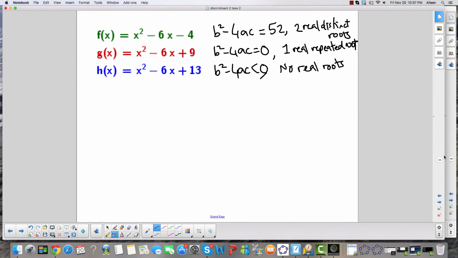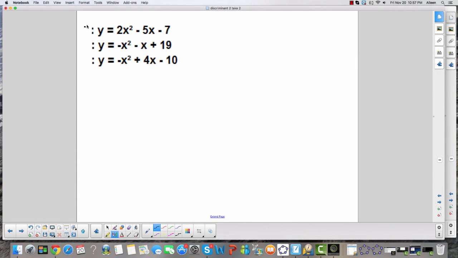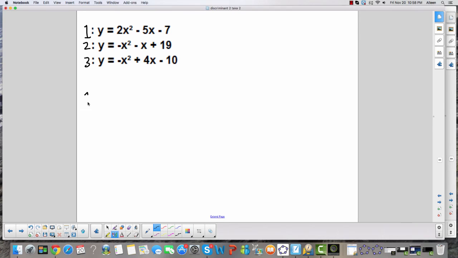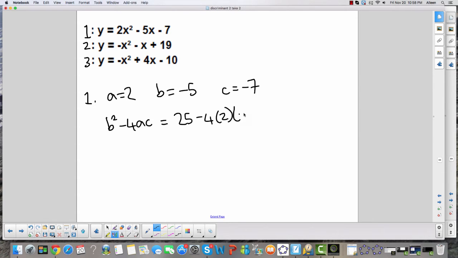Perfect. Let's apply that to 3 equations. So we're going to look at 3 simple equations, and then we're going to try some trickier problems. So the 3 simple equations, let's look at number 1. The coefficient of x squared is 2, the coefficient of x is negative 5, and the constant is negative 7. So when we calculate the discriminant, we find it is equal to 25 minus 4 times 2 times negative 7, which is 81.